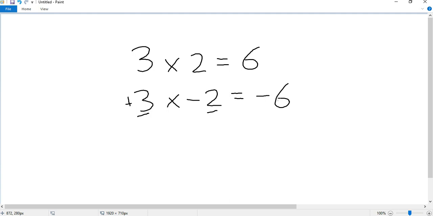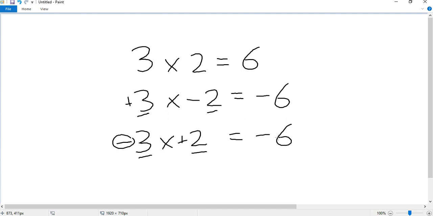Now let's say instead of that we had negative 3 this time, multiplied by 2, right? So we have negative 3 multiplied by 2. Again we have one negative number, so the answer will be a negative. We multiply 3 by 2 to give us 6. Again the answer is negative 6.